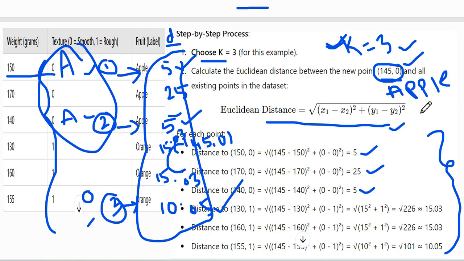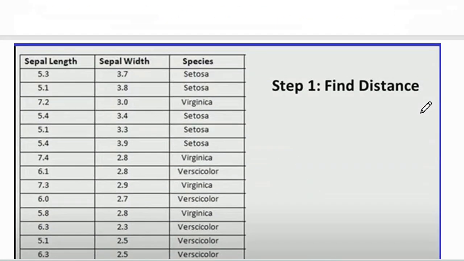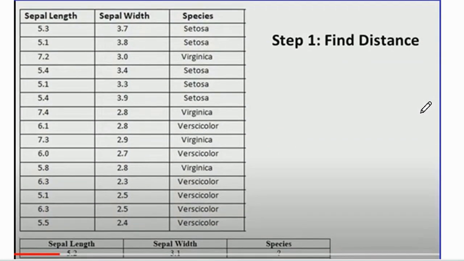That's why the KNN algorithm is called a lazy learning algorithm. KNN algorithm is called which one? Lazy learning algorithm. Clear? This is another example you may also solve.